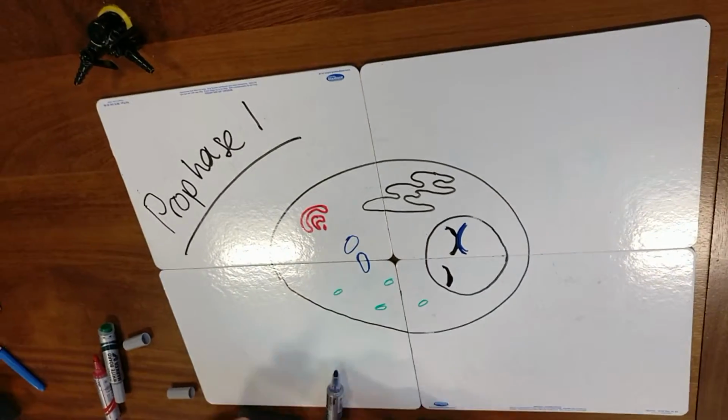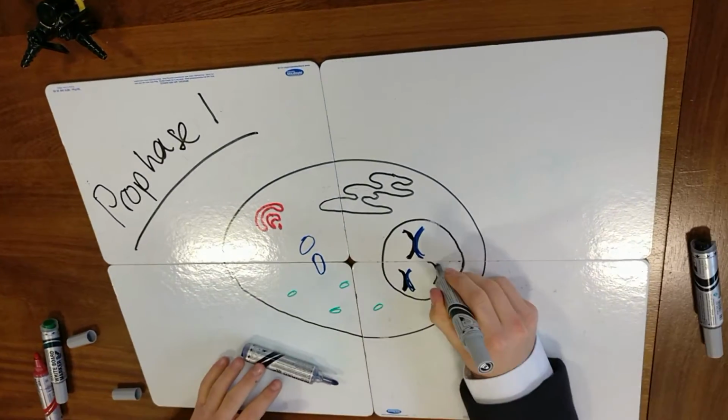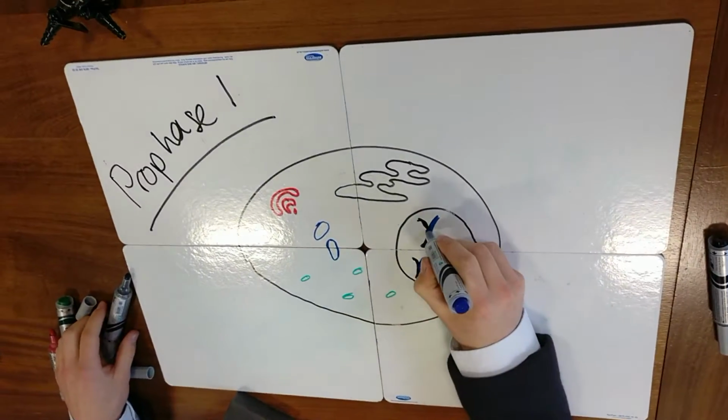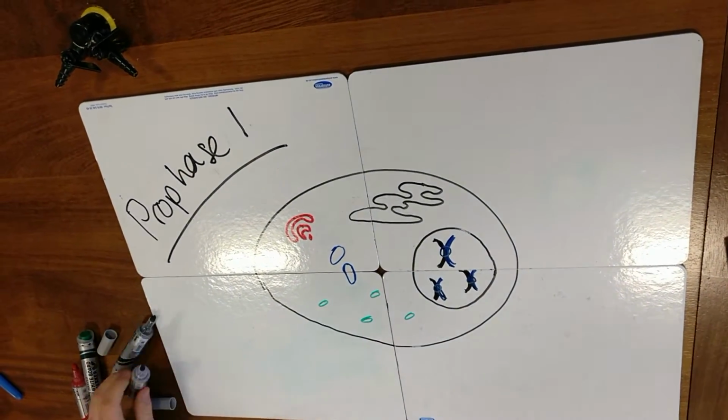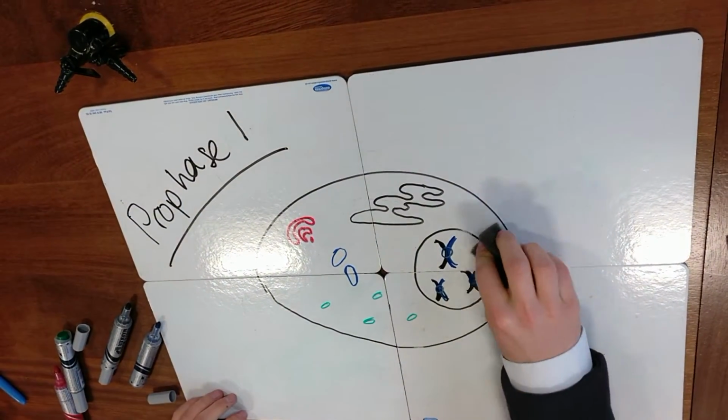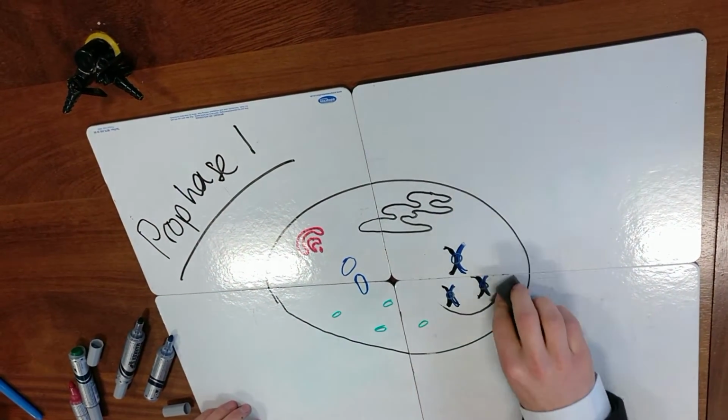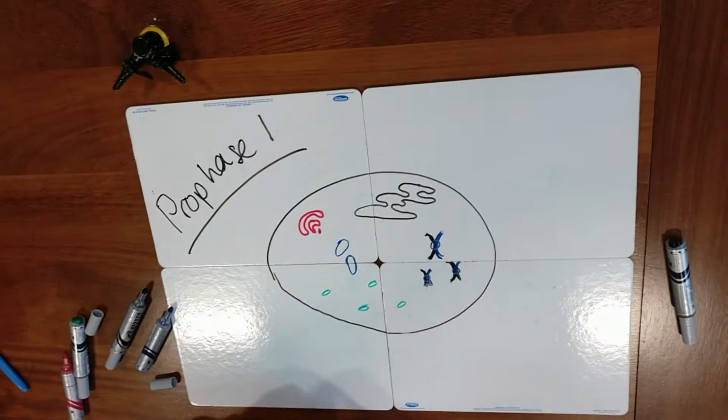the centromere. In prophase 1, these chromosomes now supercoil and the homologous pairs of chromosomes line up side by side. The final step of the prophase is the breakdown of the nuclear envelope.